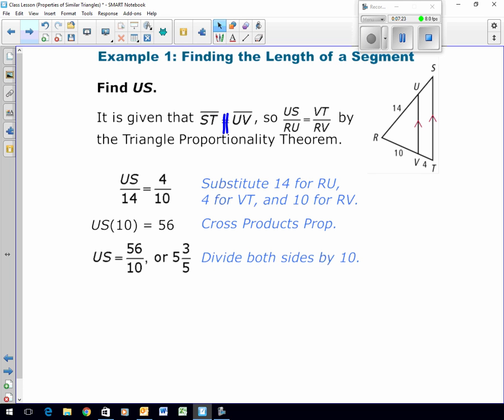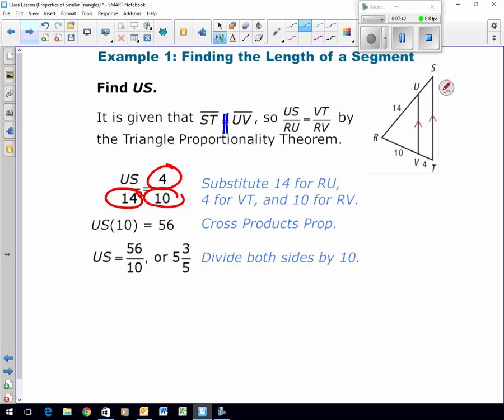That's all you're going to be doing today, over and over and over and over, right? Okay, so check it out. When I set this up, I already know that U to R is 14, B to T is 4, and R to B is 10.